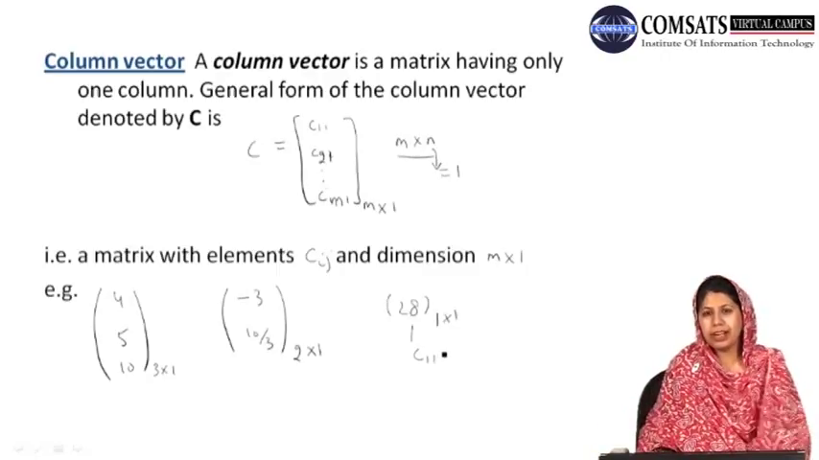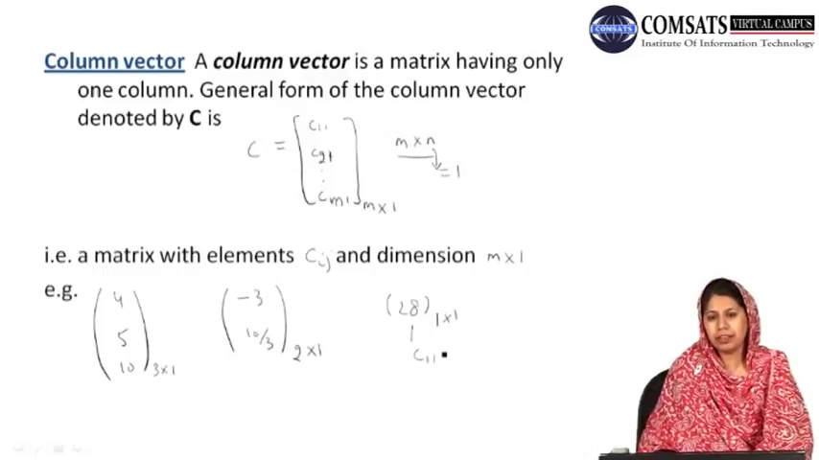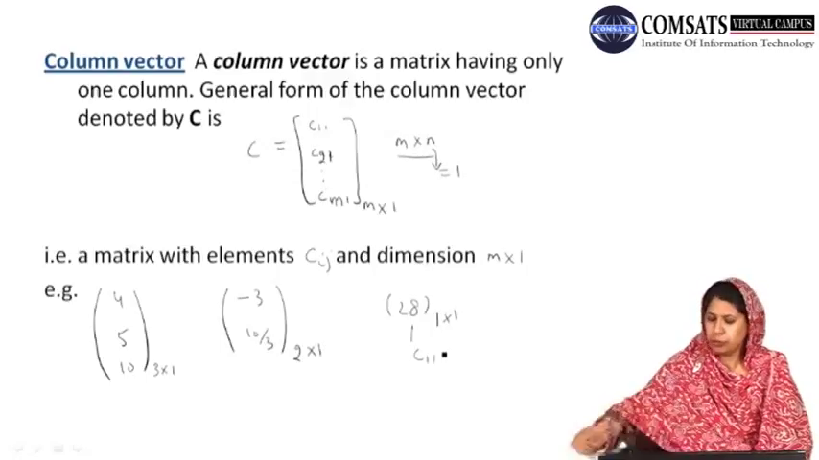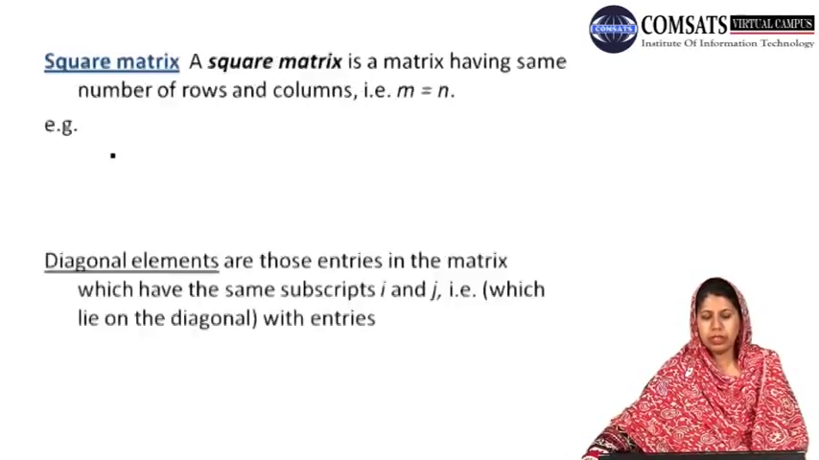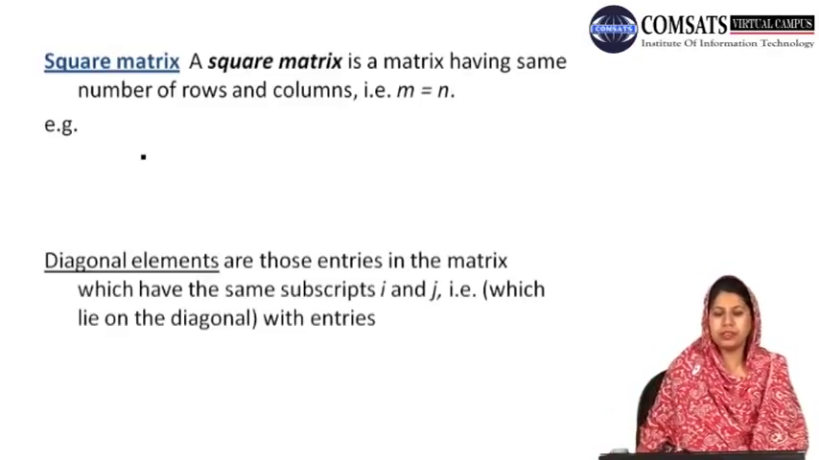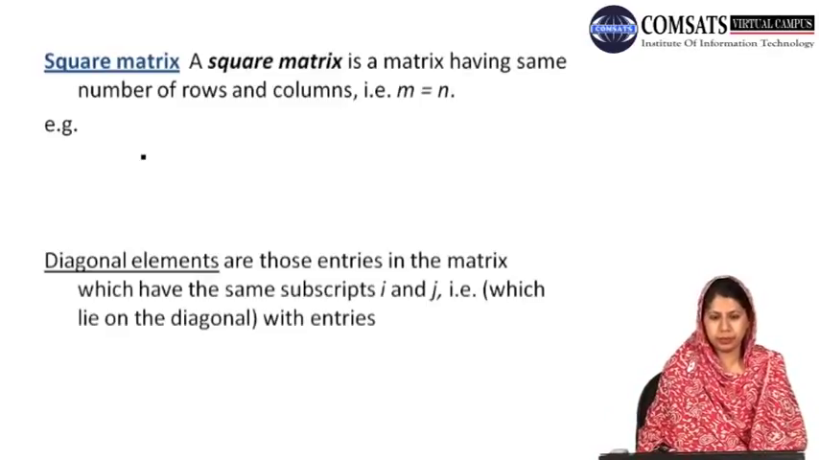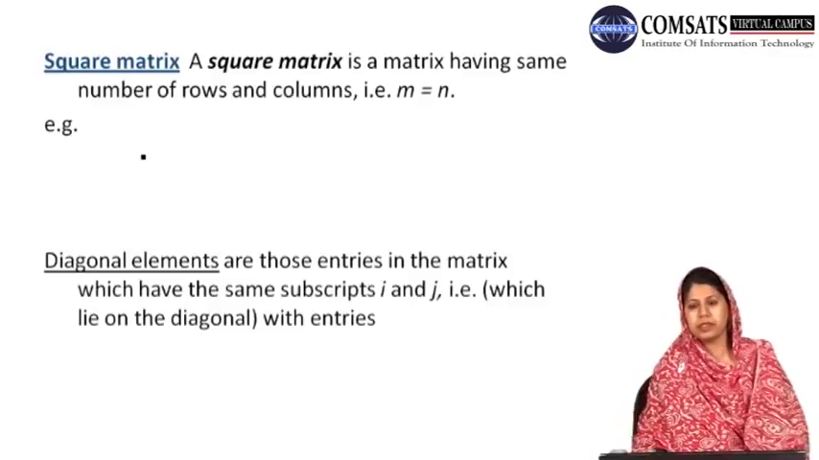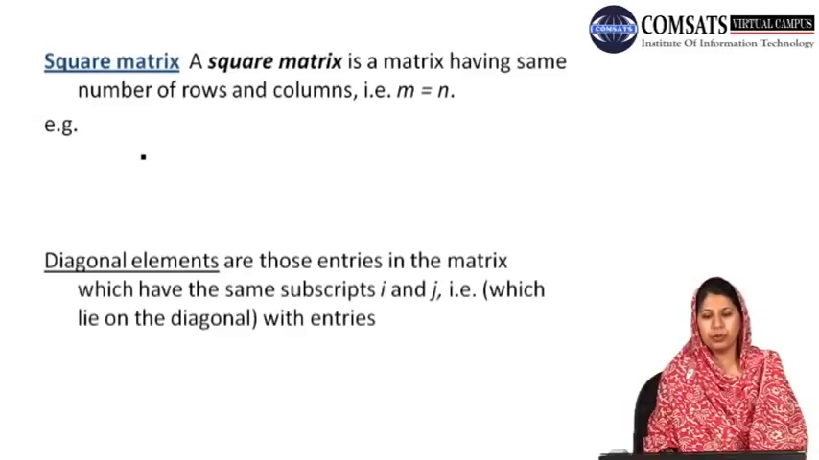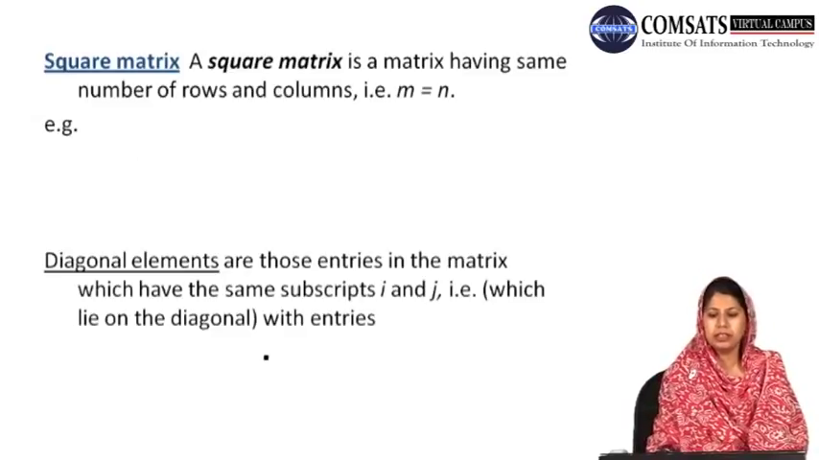So now, by looking at the matrices, we can easily identify whether the given matrix is a column matrix or a row matrix. Now we come to some more types of matrices. Next is the square matrix. A square matrix is a matrix having the same number of rows and columns, that is, when m is equal to n.